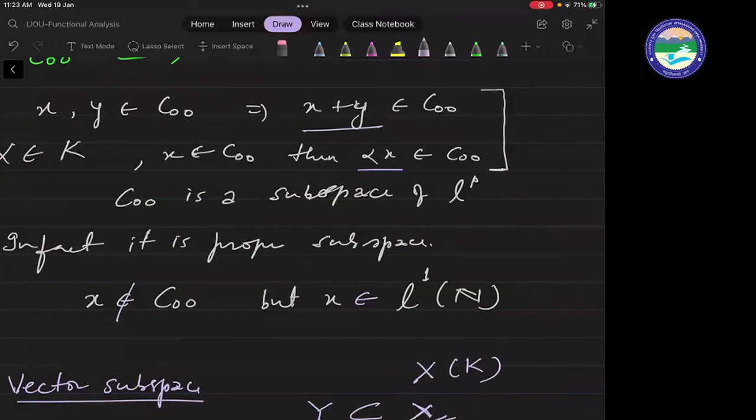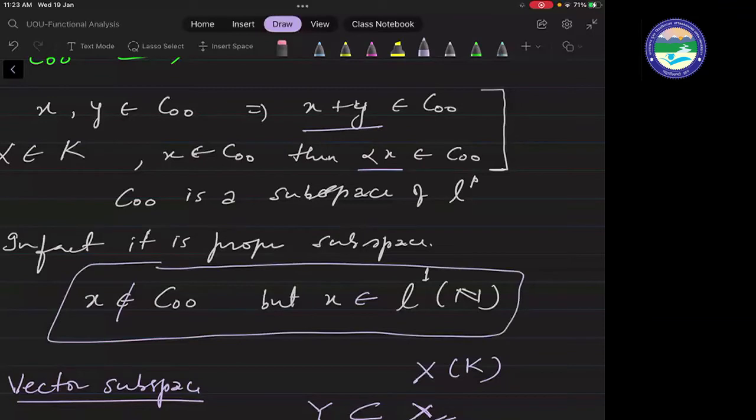Yes, sir. So can you give me one such example? One example of a sequence which is not in C naught naught but which is in L1N.